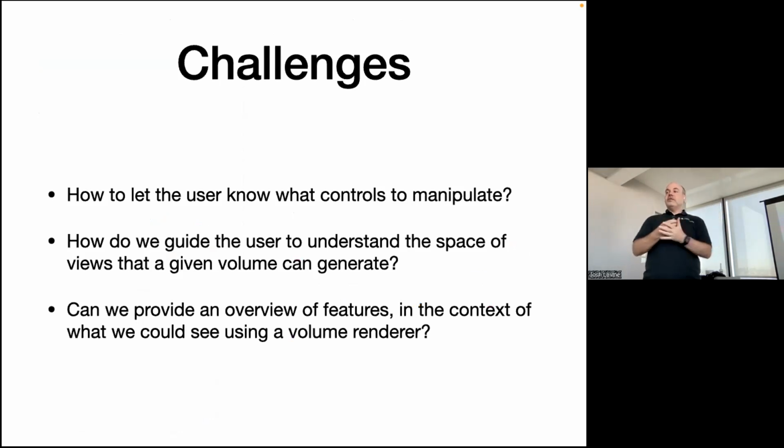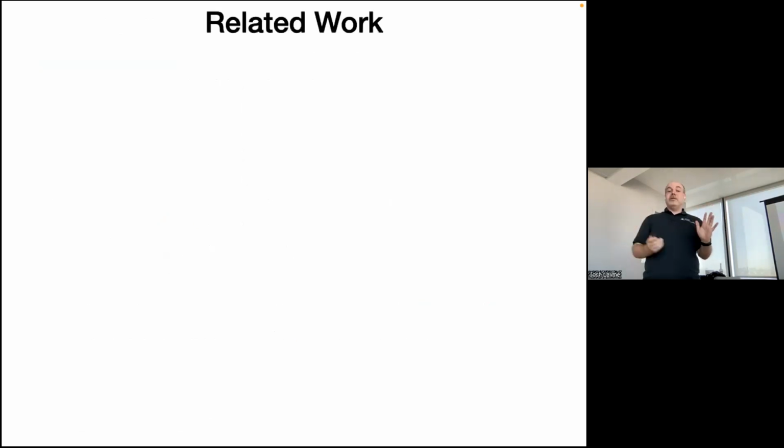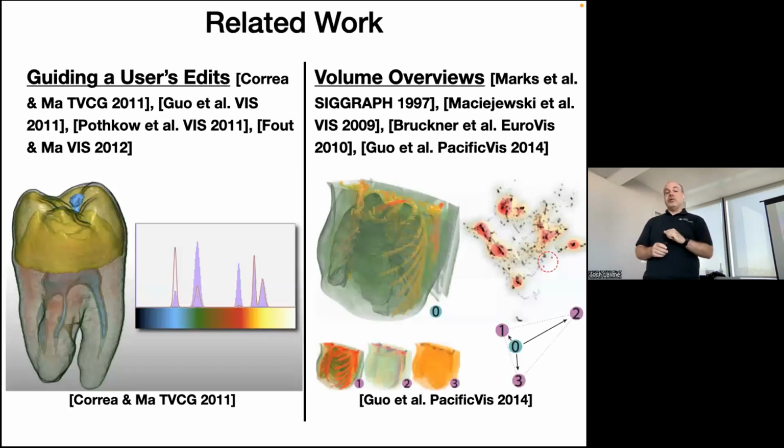Basically, we want to tell the user different ways to manipulate the controls and give them some guidance. What happens if I change the input parameter in one way? How will the output image look? And then can we actually provide some kind of overview of all those things? There's lots of related work, by the way, in viz. So this slide is a breeze through some related work.